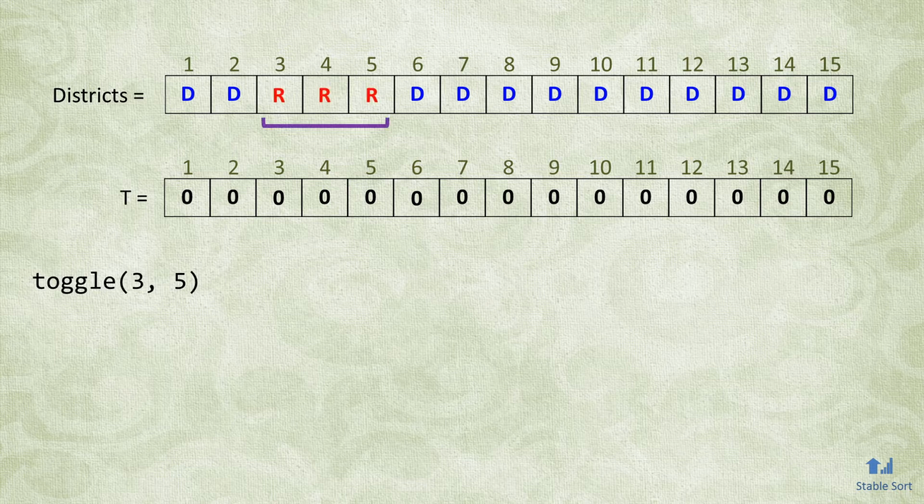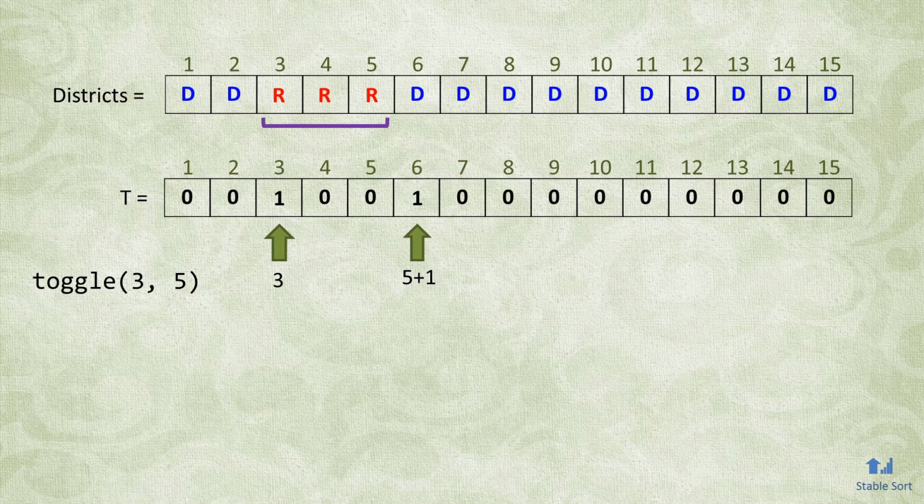The table on the top displays the state of each district for us to keep track of. This is just a visual aid to check if our function returns results that match with this table. The array below, let's call it T, is what we'll use to keep track of the toggle operations. It's a Boolean array, and for convenience, we'll assume 0 to signify Democrat and 1 to signify Republican.